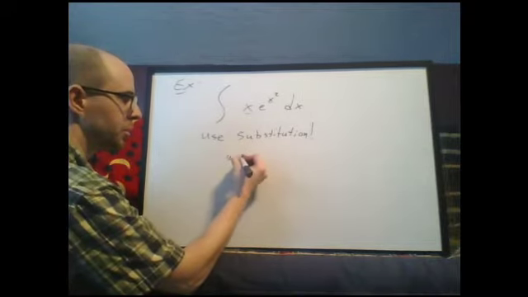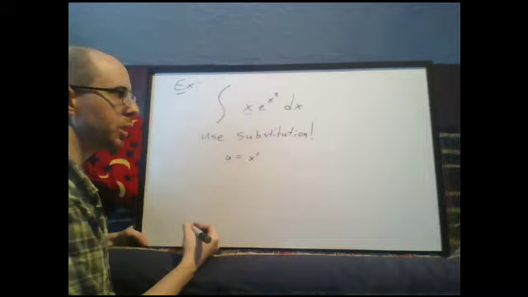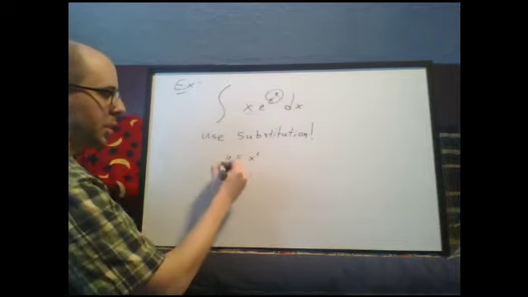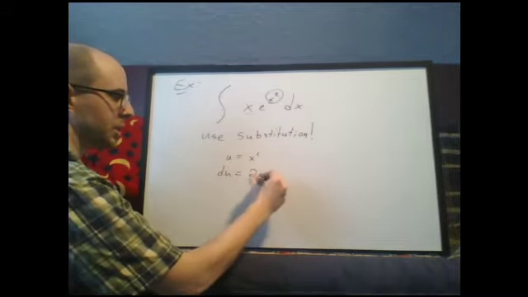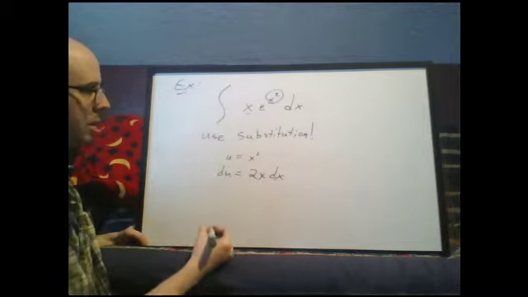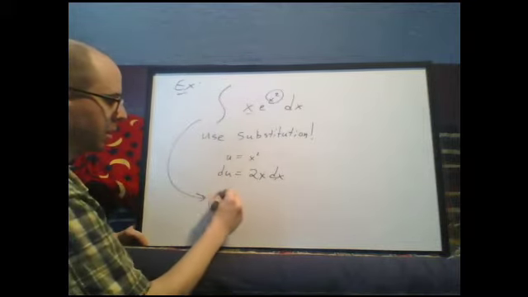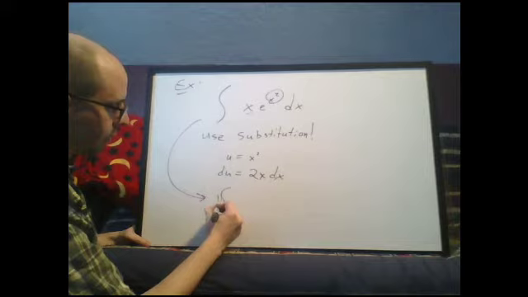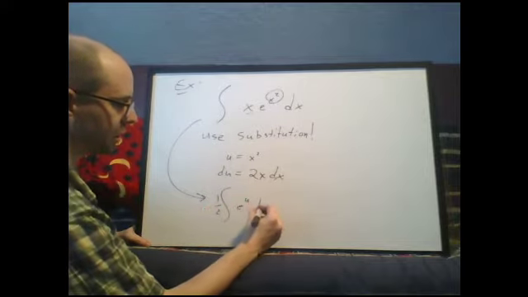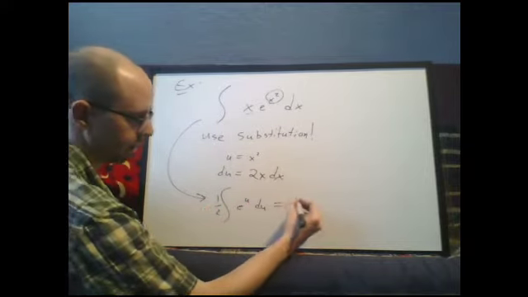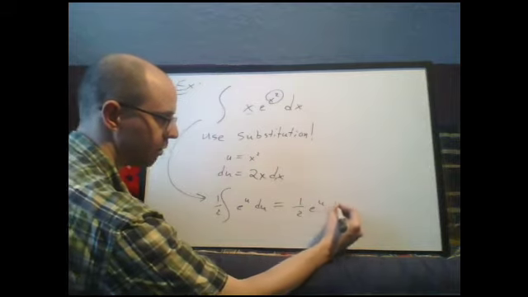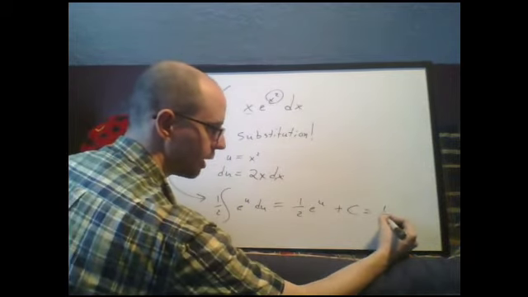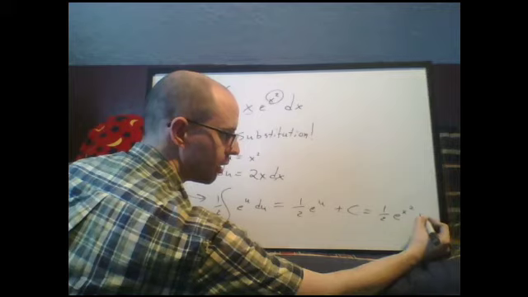Here, the substitution would be u equals x squared, and then du is 2x dx. So my integral would become 1/2 e to the u du. And that's 1/2 e to the u plus c. So 1/2 e to the x squared plus c.